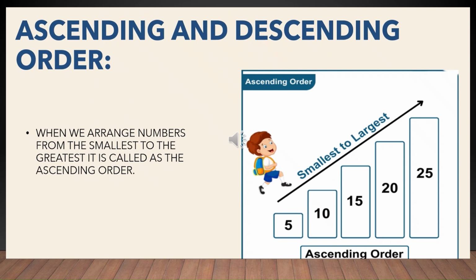Then, how to arrange the numbers in ascending and descending order? What is the meaning of ascending order? When we arrange the numbers from the smallest to the greatest, from small to big, it is called ascending order. Small to big, ascending order.